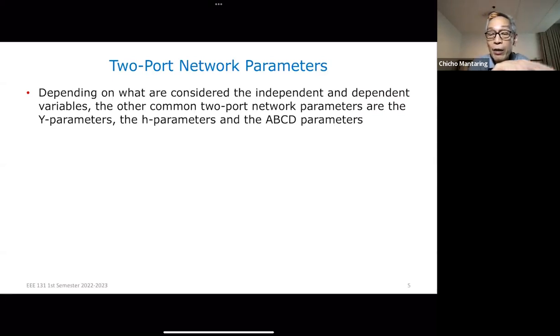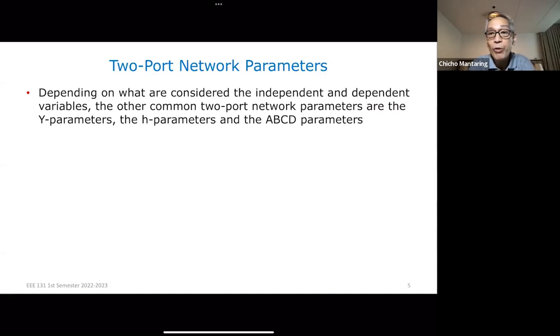And if you work out the equations for the Y parameters, you're going to find that the parameters are always a ratio of current to voltage, or Siemens. That's why tinatawag siyang Y parameters. Yung H parameters, hybrid yun. Some of your parameters are ohms, some of your parameters are Siemens, and some of them are dimensionless. So yun yung H parameters. And then you also have ABCD parameters.